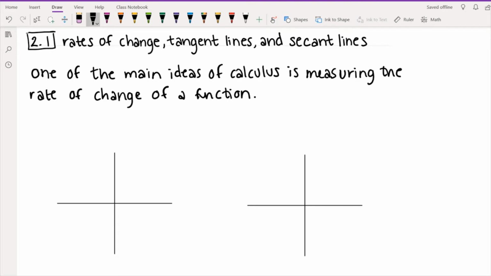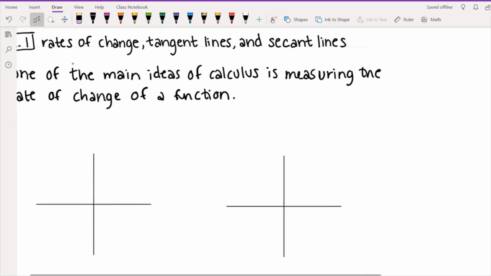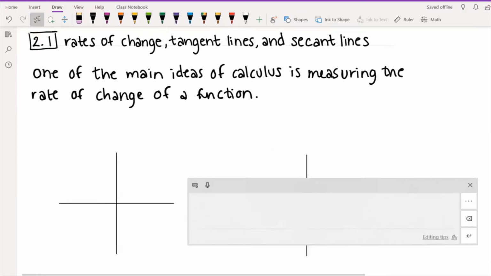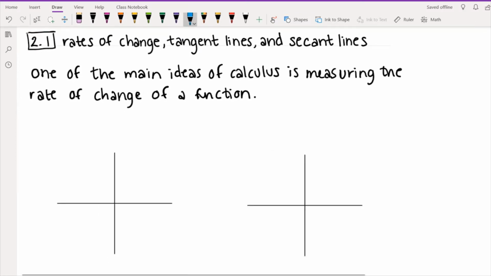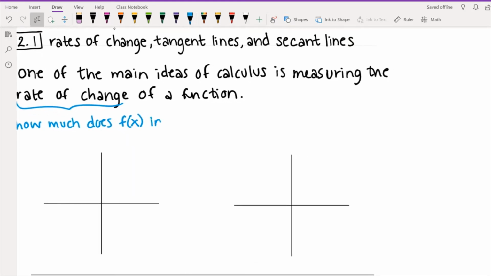So what do I mean when I say the word rate of change? Basically, it means how are the y values of the function changing as the x values change. So I'll write that down and then we'll look at some examples. So the rate of change is basically how much does f of x, meaning the outputs, increase or decrease.